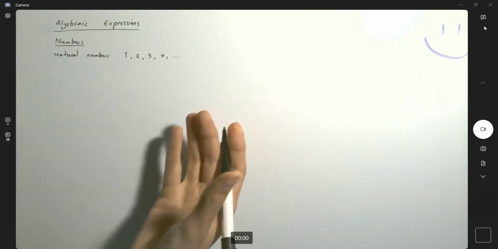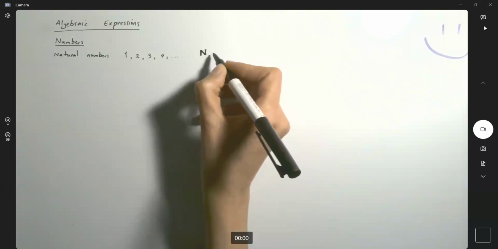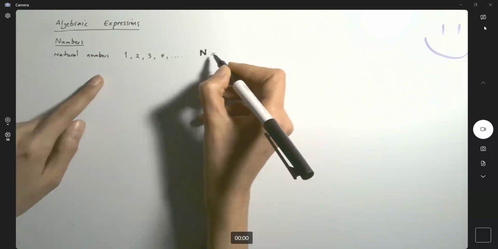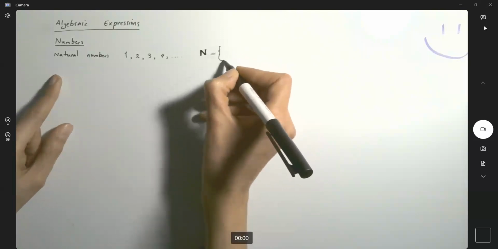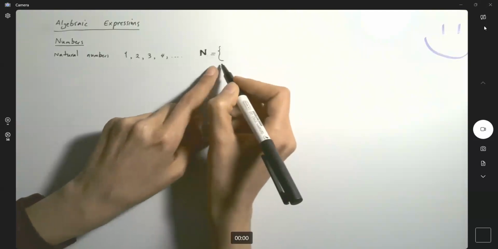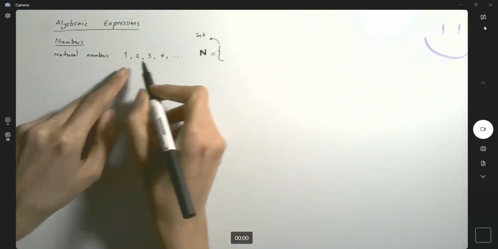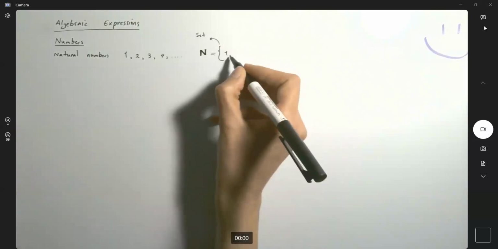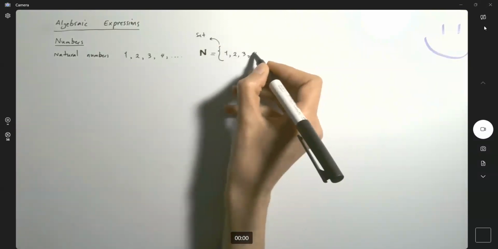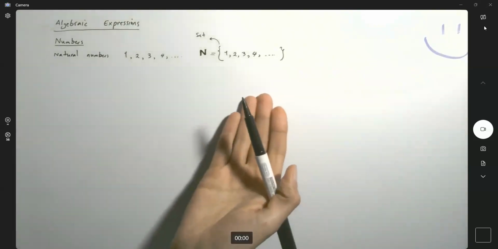But mathematically, we need to have some notations for this. We call it N. We usually use a bolded letter N, and we say that N, or the natural number set, is equal to the set, and we use curly braces to represent a set. So N is equal to the set of counting numbers 1, 2, 3, 4, and it continues. This is natural numbers. It doesn't have any zero in it.